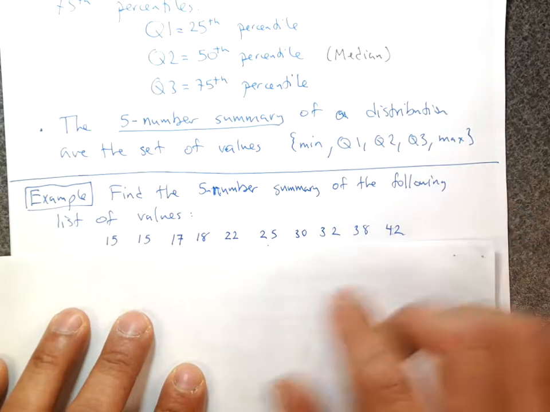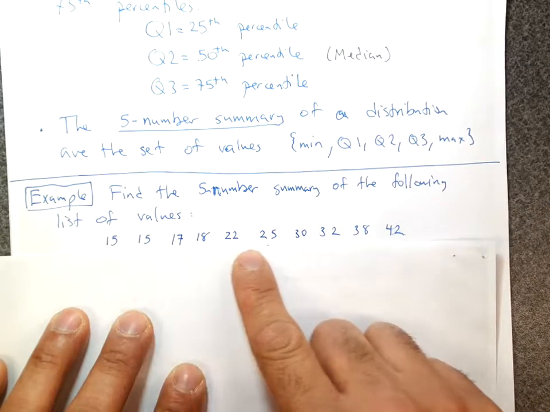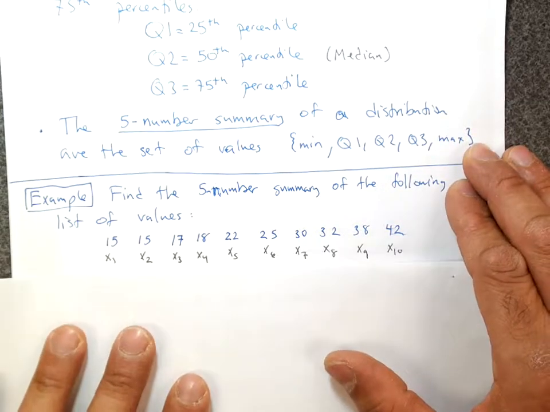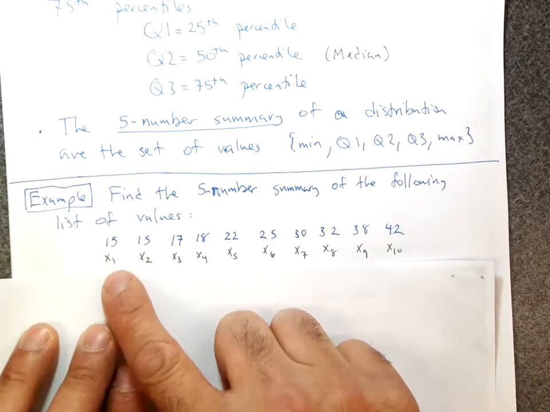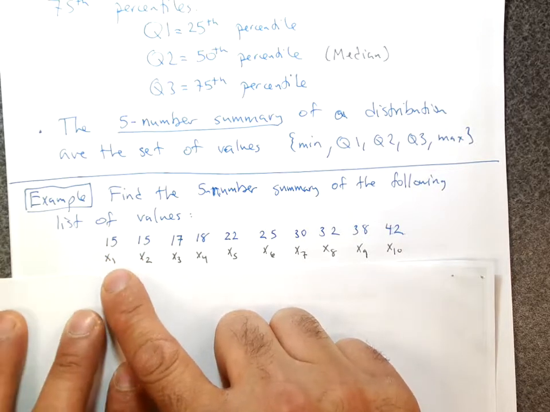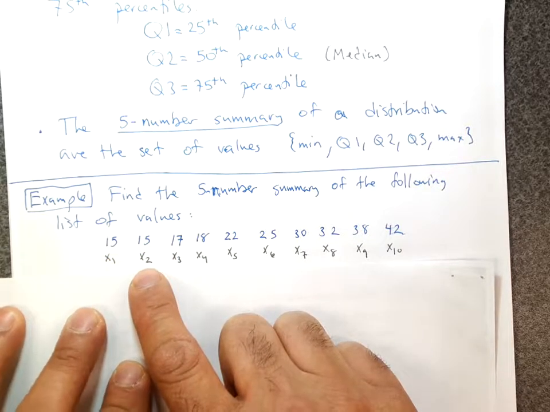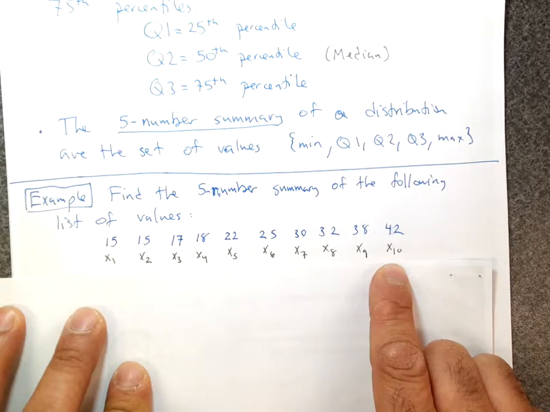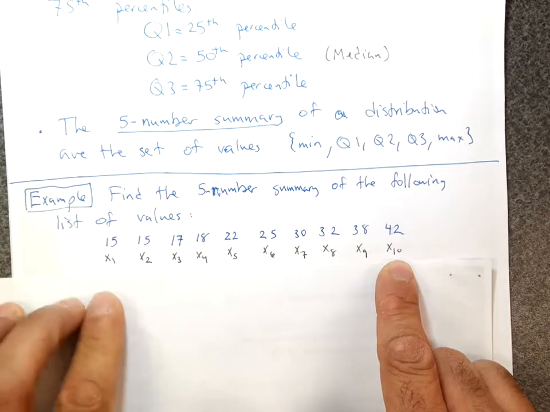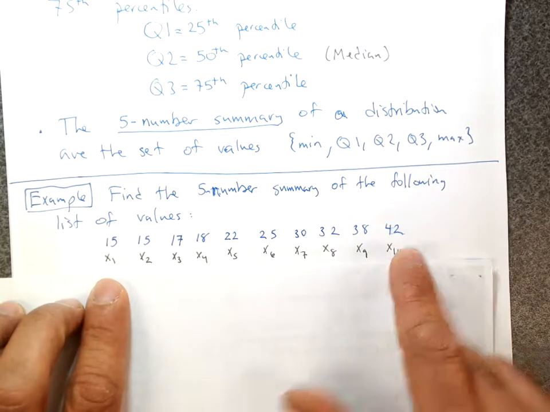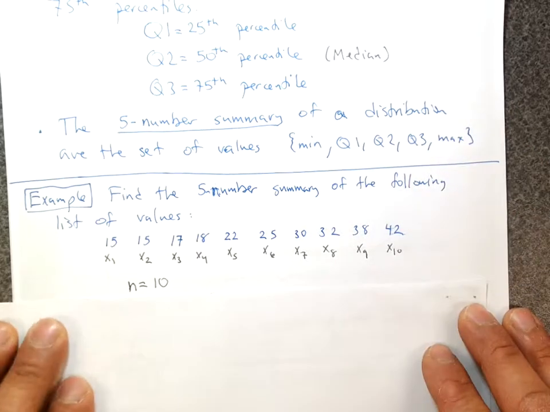Well, first of all, it might be useful to identify these as the following. The first value, the smallest value, let's call it x1, then x2 is the second value, and so on. So we see that we have 10 values in this list, so my n is equal to 10.